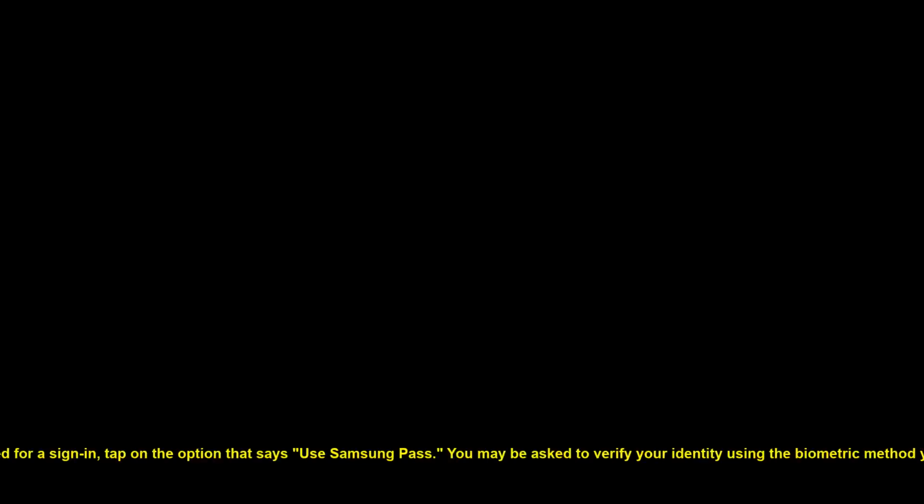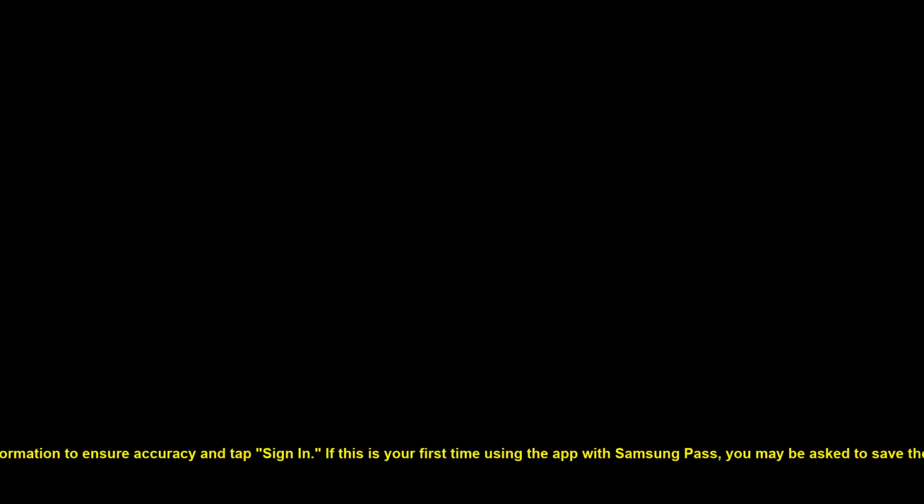To use Samsung Pass to sign into apps or websites, open the desired app or website. When prompted for a sign-in, tap on the option that says Use Samsung Pass. You may be asked to verify your identity using the biometric. Once verified, your login credentials will autofill. Review the information to ensure accuracy and tap Sign In.